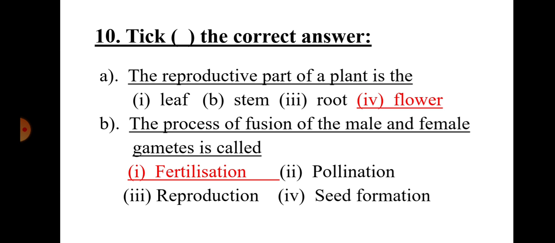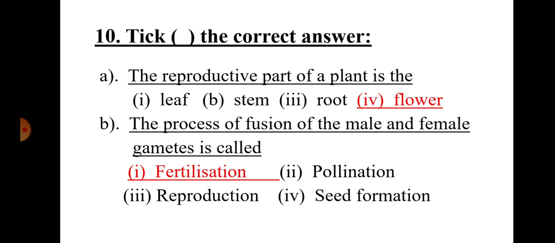Tick the correct answer. A. The reproductive part of a plant is: the first one, leaf; B, stem; C, root; then flower. The reproductive part of a plant is the flower. The right answer is flower. Okay, the fourth one is the right answer.